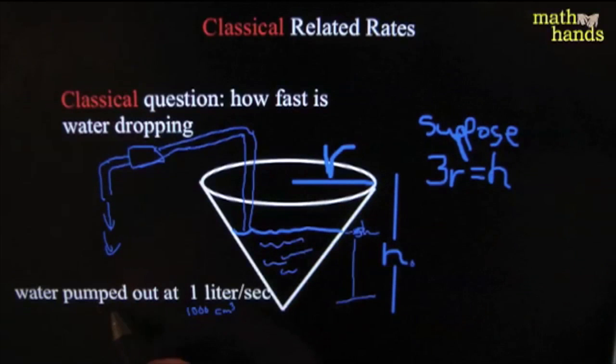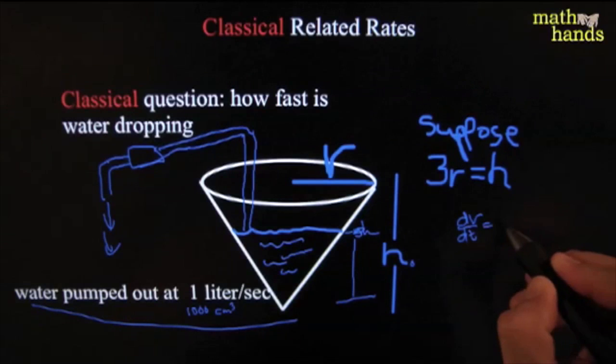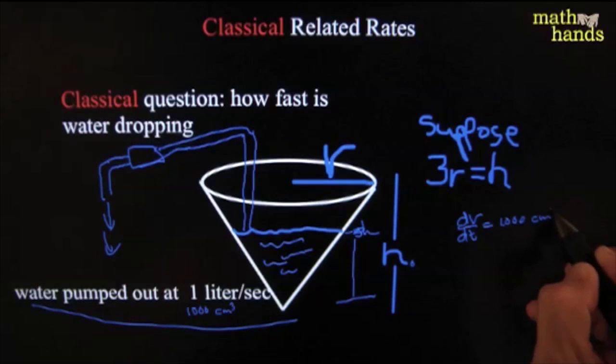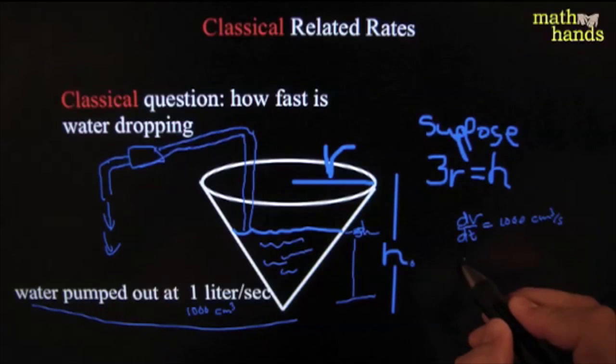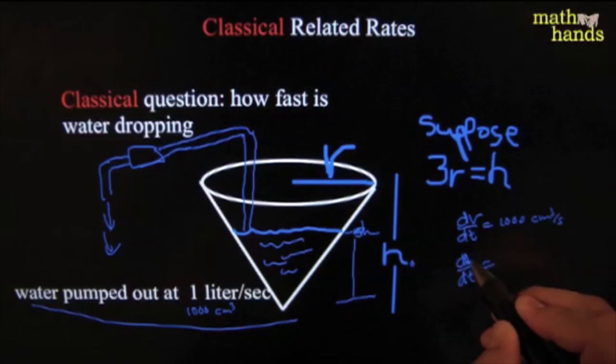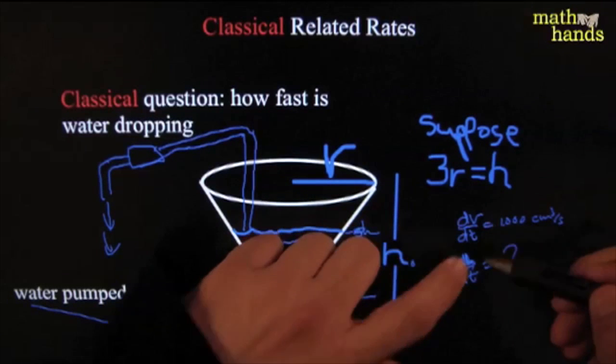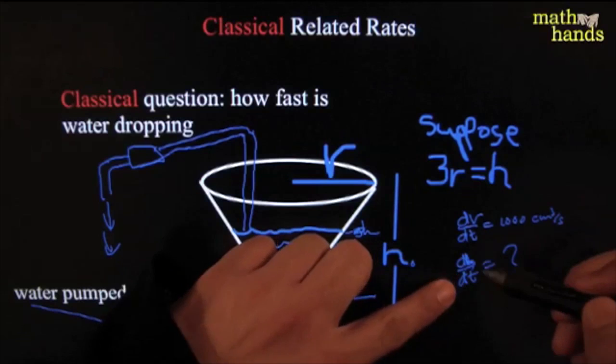Given that I know how the volume is changing. Here, they're telling you how fast the volume is changing. They're telling you dV/dt is equal to 1,000 cubic centimeters per second, and they want you to find how fast the H is changing. This is a good thing to do always. They give you how fast the V is changing, and they ask you how fast the H is changing.